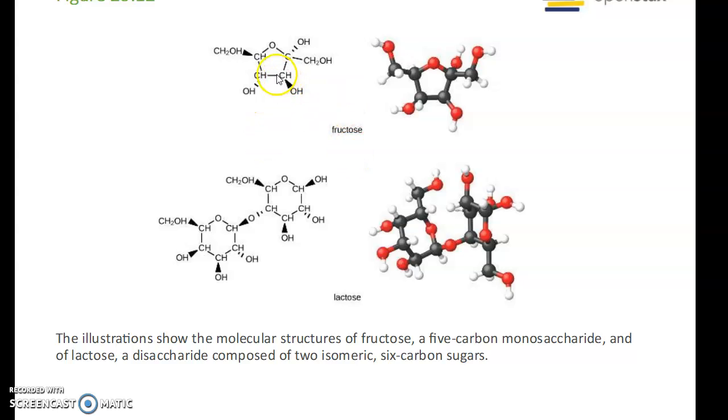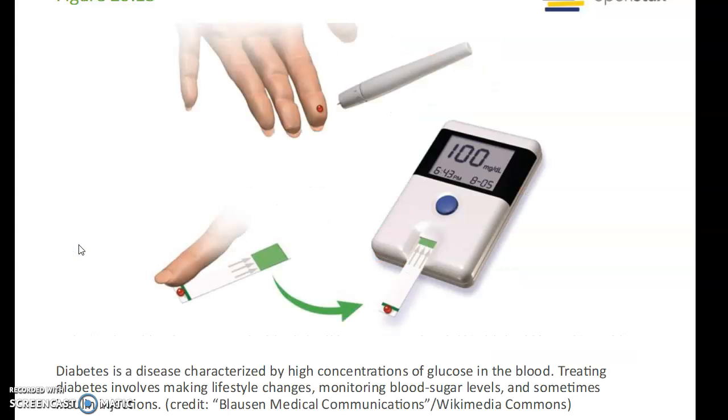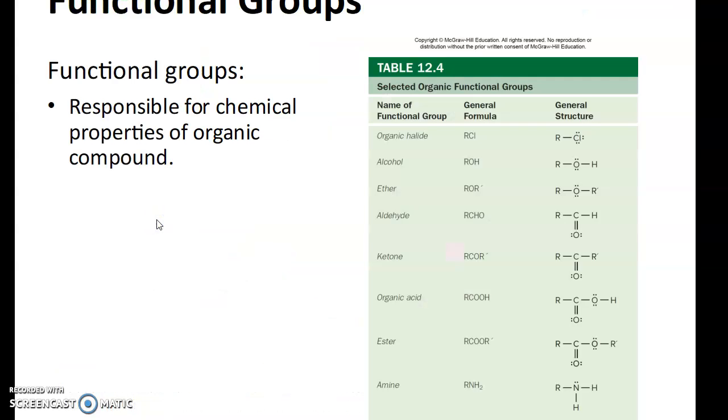We have OH groups on sugars, right? And so this is what fructose would look like. This is what lactose looks like. This is the 5-carbon monosaccharide. This is a disaccharide, and you have 1, 2, 3, 4, 5, 6 elements there. You have 6 here. So 2 glucose molecules together forms lactose. And diabetes is just high concentrations of glucose, and a test for that.